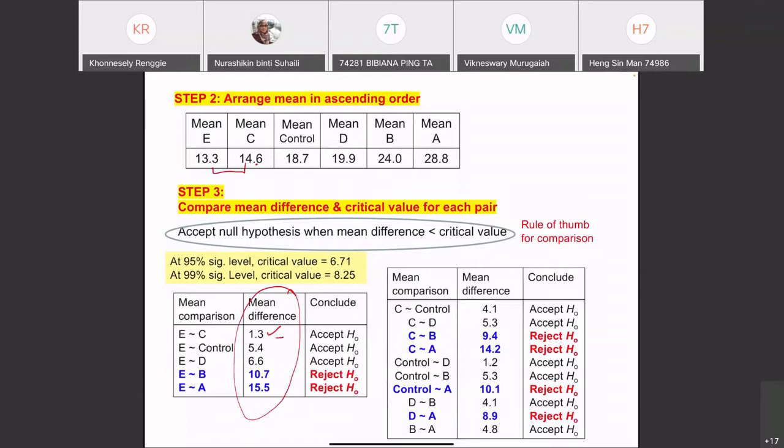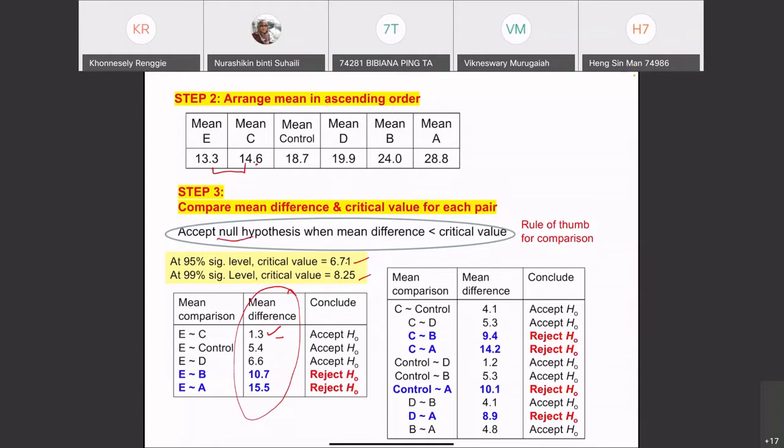You find the difference for all the pairs and you compare with the critical value that you calculated. It depends. If you have 5%, this is the value. If it's 1%, this is the critical value. And you compare whether this one is greater or not with the 1.3. So here 1.3 is less than 6.71. So the decision is to accept the null.